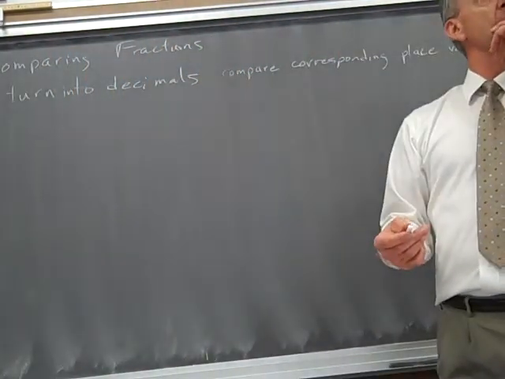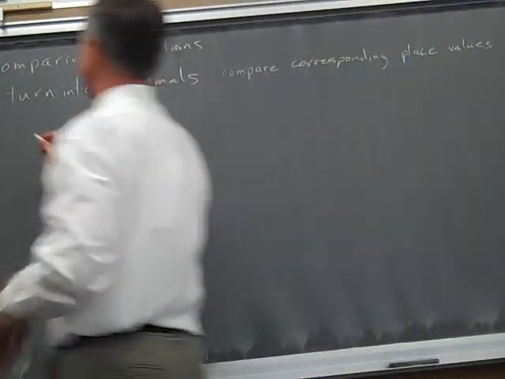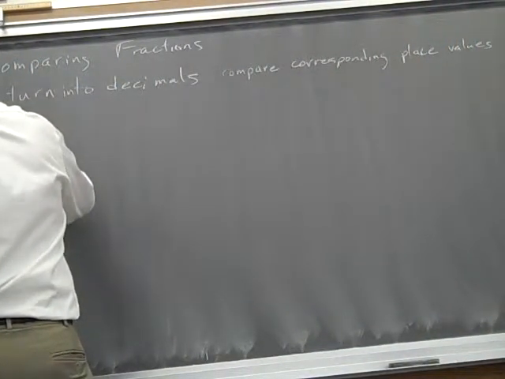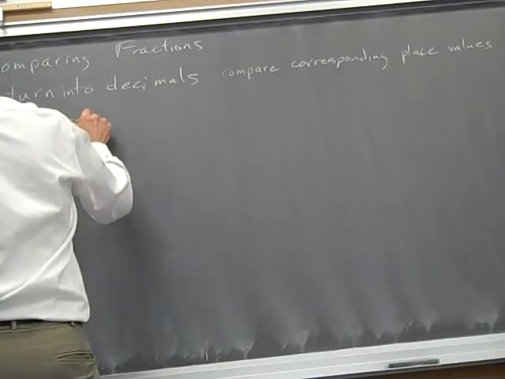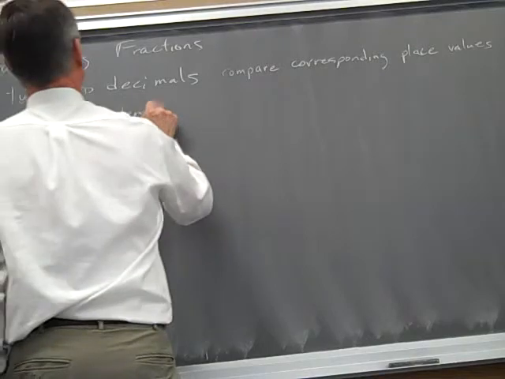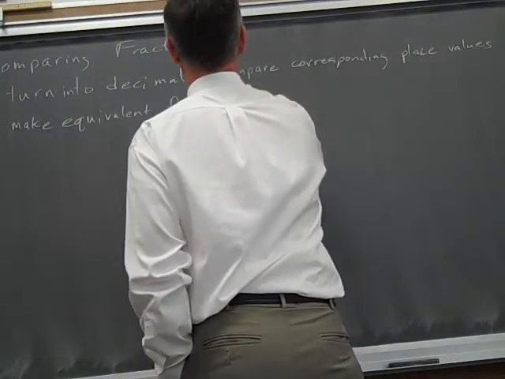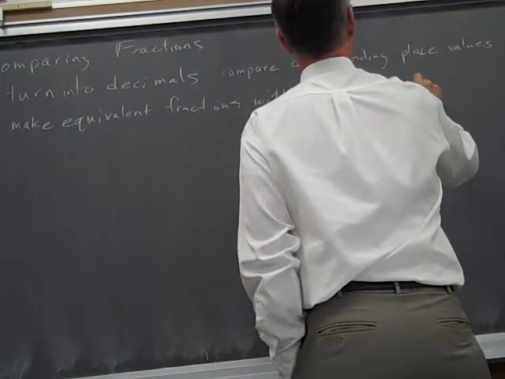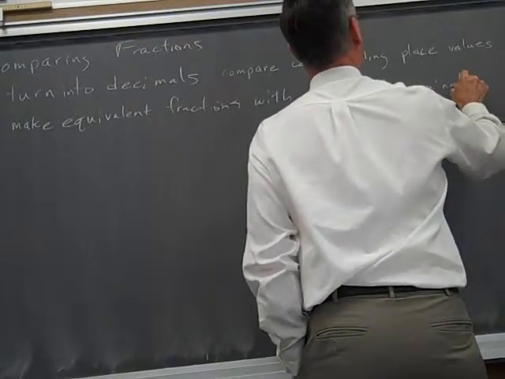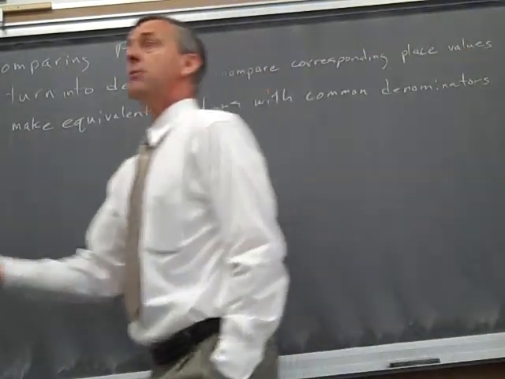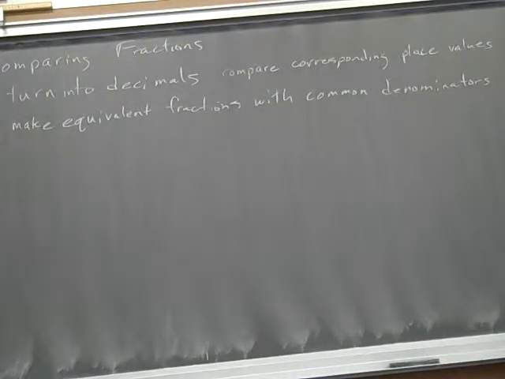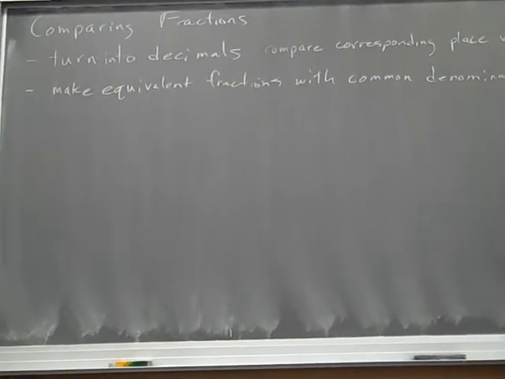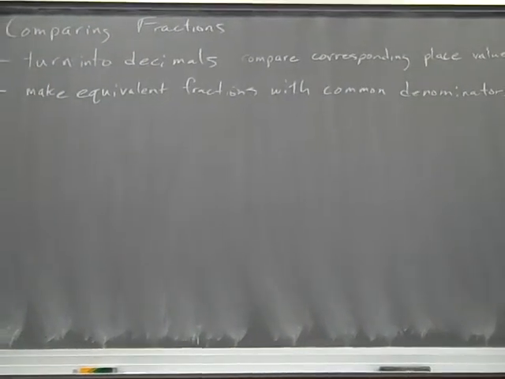Yeah? You can make the fractions with the same denominator. Okay. Make equivalent fractions with common denominators. And now that you've got those, then what do you do? Compare the numerators. And which one is going to be the biggest fraction? The one with the bigger number.